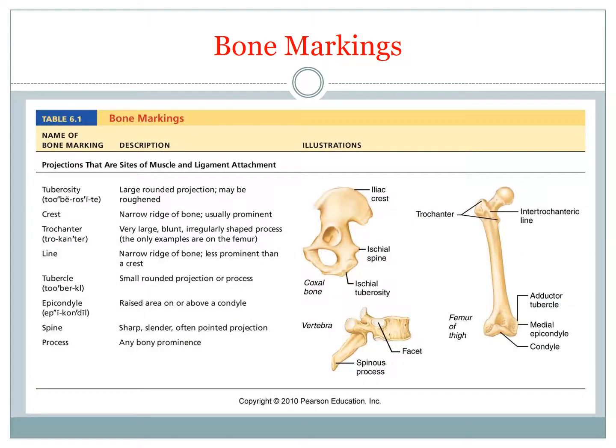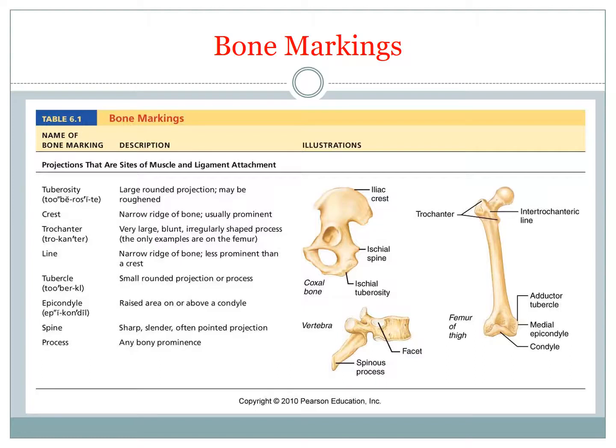Now, bones also have surface features known as bone markings. Depressions and openings, for example, allow blood vessels and nerves to pass. Other projections are for muscle and ligament attachment sites. Shown here are some of those. A tuberosity is a large rounded projection that may cover a broad area. A crest is a narrow ridge of bone and is usually prominent.